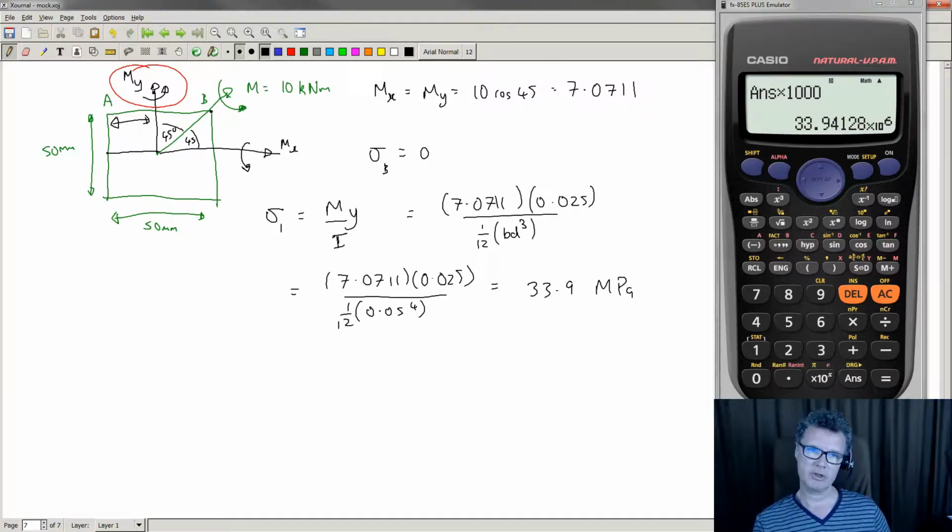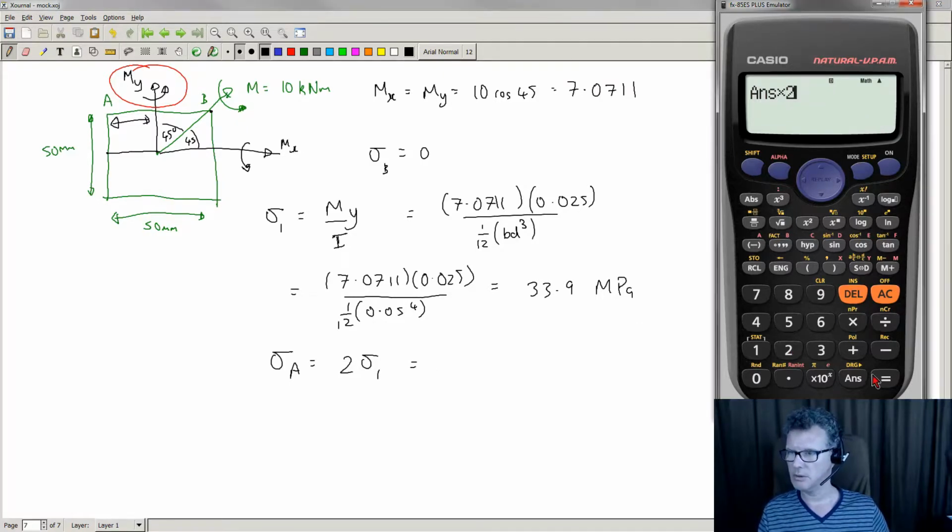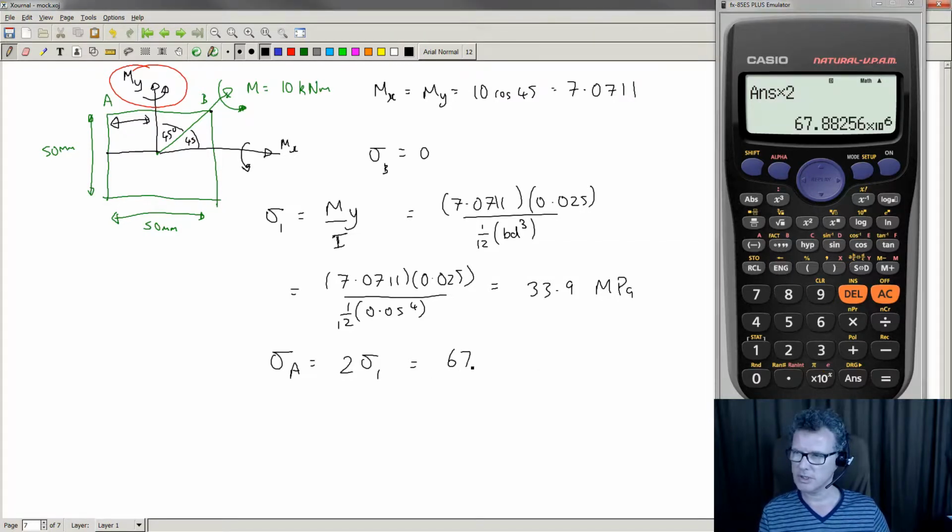Now, that's going to be the stress created by this one here, pulling away at the A, and this component here will also be pulling away at the A, same direction, so it's going to be twice this value. So the stress will be, happens to be both components, so we want to times up by 2, which gives me 67.9 megapascals.